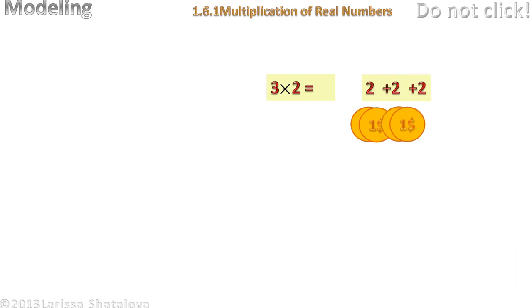If we have 3 times 2, which is positive 3 times positive 2, how can we show this? It will be positive $2, positive 2, 2 more, and positive 2. As a result, we will have $6 or positive 6. So positive 3 times positive 2 is positive 6. Next example.